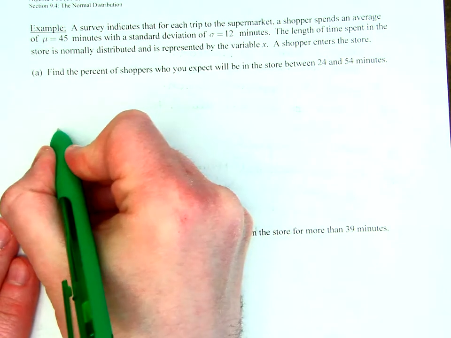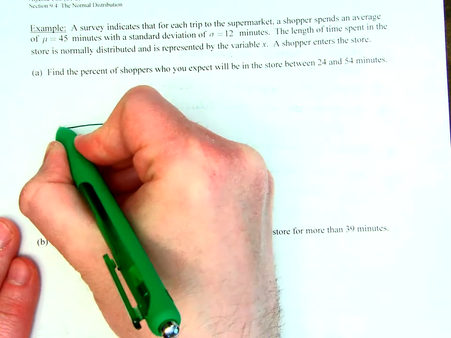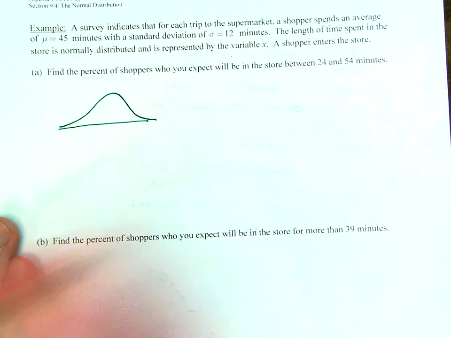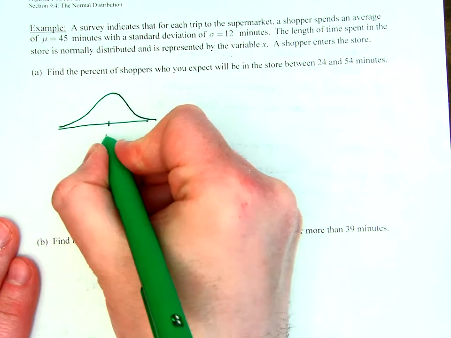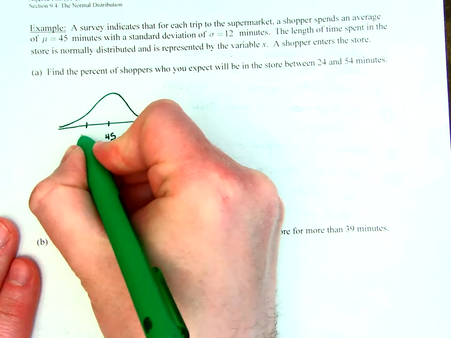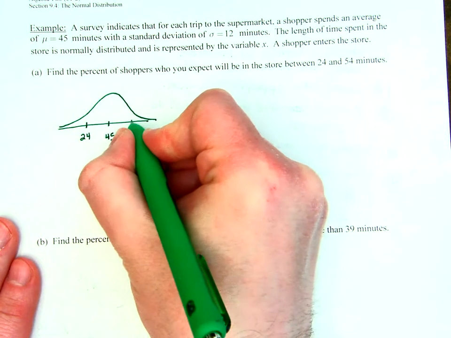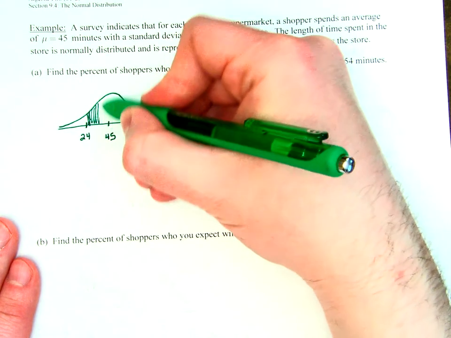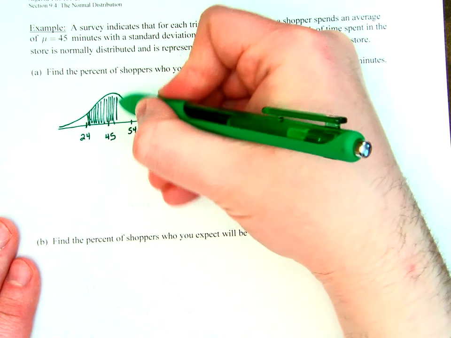Here goes my process. I'm going to first draw a normal distribution. I know the average, the mean, is 45, so I'm going to put a tick mark at 45. I want to know what percent of shoppers are in the store between 24 minutes and 54 minutes, so I'm going to put tick marks at 24 and another one at 54, and I'm going to shade. This is the region that I care about.